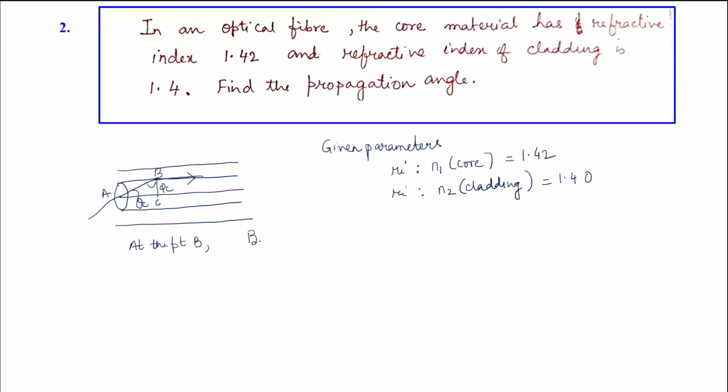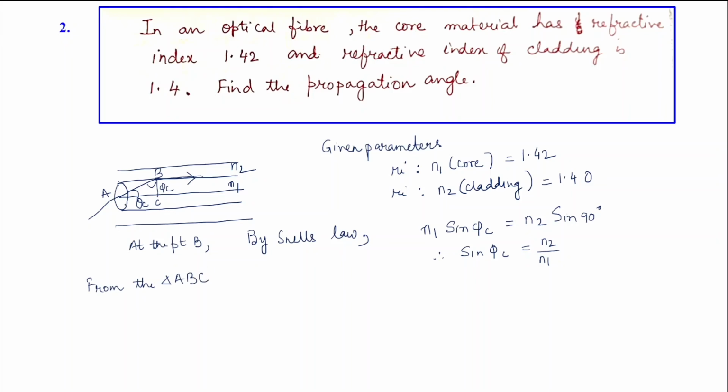Now I have drawn here the points A, B, C, which make a triangle. Now at the point B, by Snell's law, between the core and the cladding, where core has the refractive index n1 and n2 is the refractive index of the cladding, we get n1 sine phi c equal to n2 sine 90 degree. So sine phi c is n2 by n1. Now from the triangle ABC, we get sine phi c is equal to AC by AB, which is equal to n2 by n1.